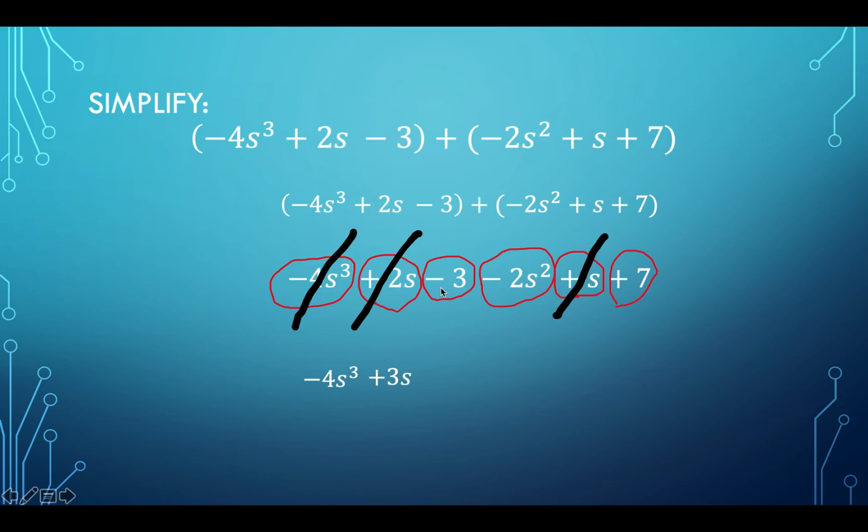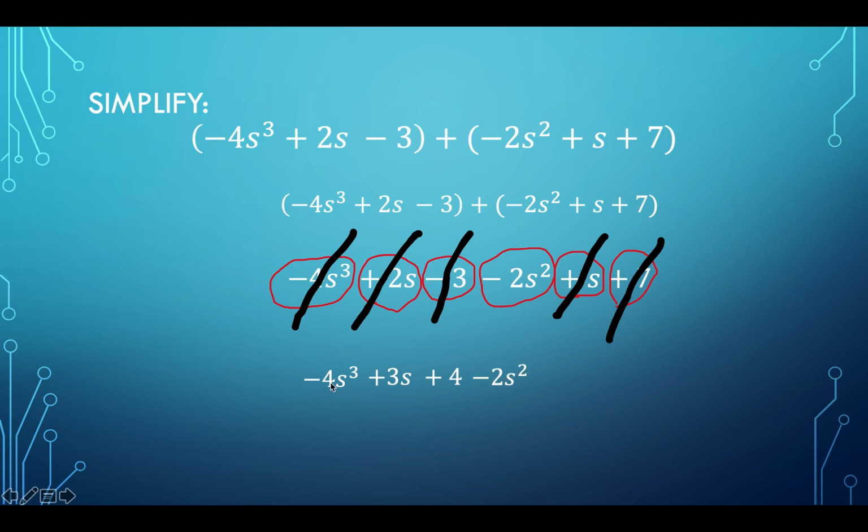Now we get to minus 3. What can I combine minus 3 with? Well, I could do it. Minus 3 plus 7 gives me plus 4. And I go ahead and cross out minus 3 and plus 7. And I'm left with minus 2s squared. There's nothing left to combine it with, so I just rewrite that.